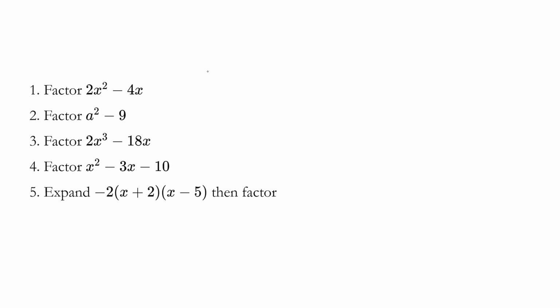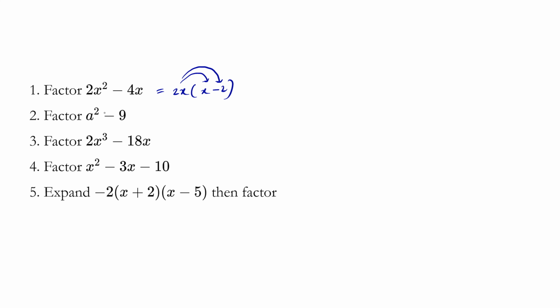Let's try some factoring practice problems. Question number 1, we're going to factor out the GCF. The greatest common factor is 2x. Be careful now. 2x times x is 2x squared, and 2x times negative 2 is negative 4x. So indeed, as we do distribution, you feed a dog, feed the cat, we get the correct result.